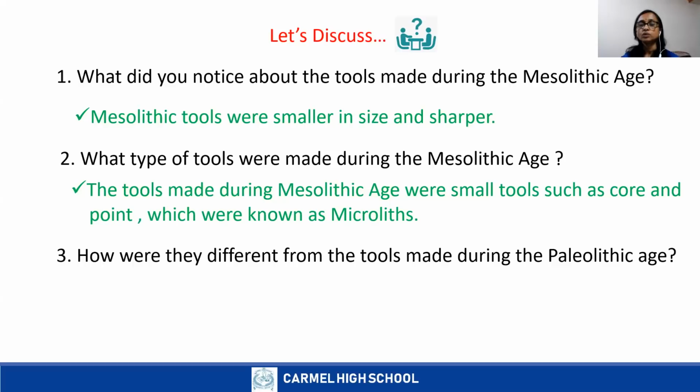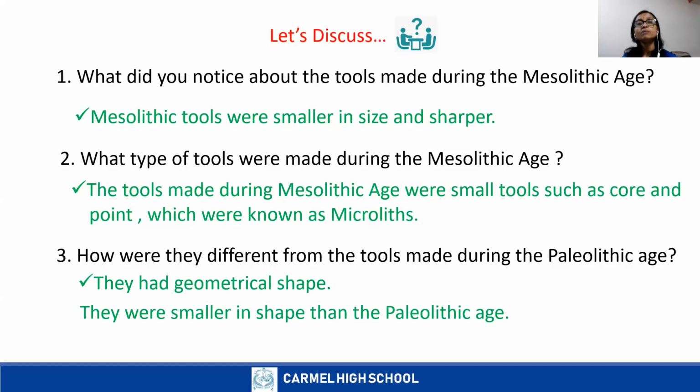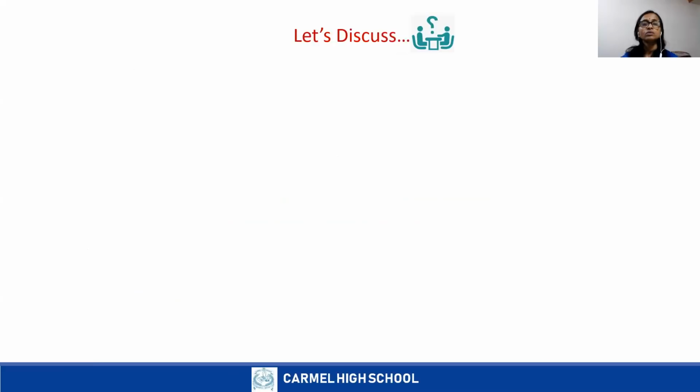You can read. They had geometrical shape. Yes, Mesolithic age tools had geometrical shape, and they were smaller than the tools in the Paleolithic age. So they were smaller in size than the Paleolithic age tools. Correct. Okay, now let us discuss.